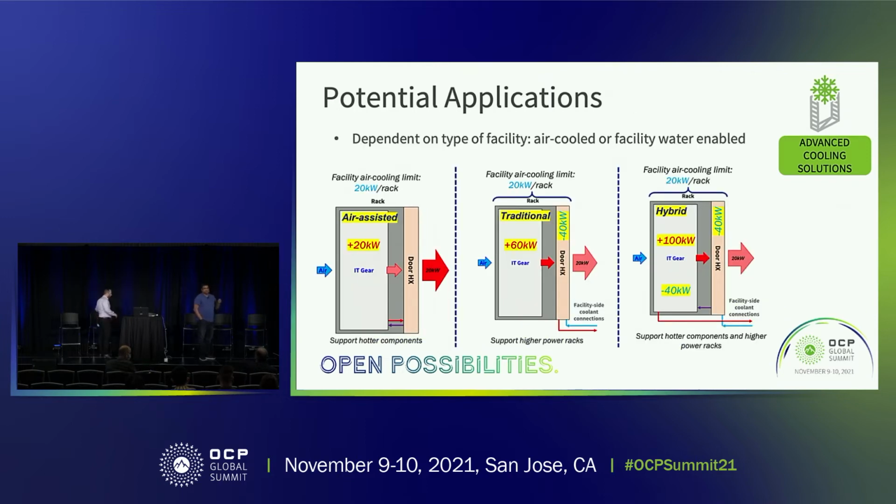So to my original point about a door heat exchanger being a legacy product, we also believe that there are different applications of a door heat exchanger. They can be broadly classified depending on whether your facility has access to an FWS loop or not. So we basically classify them under air-assisted, traditional, and hybrid.